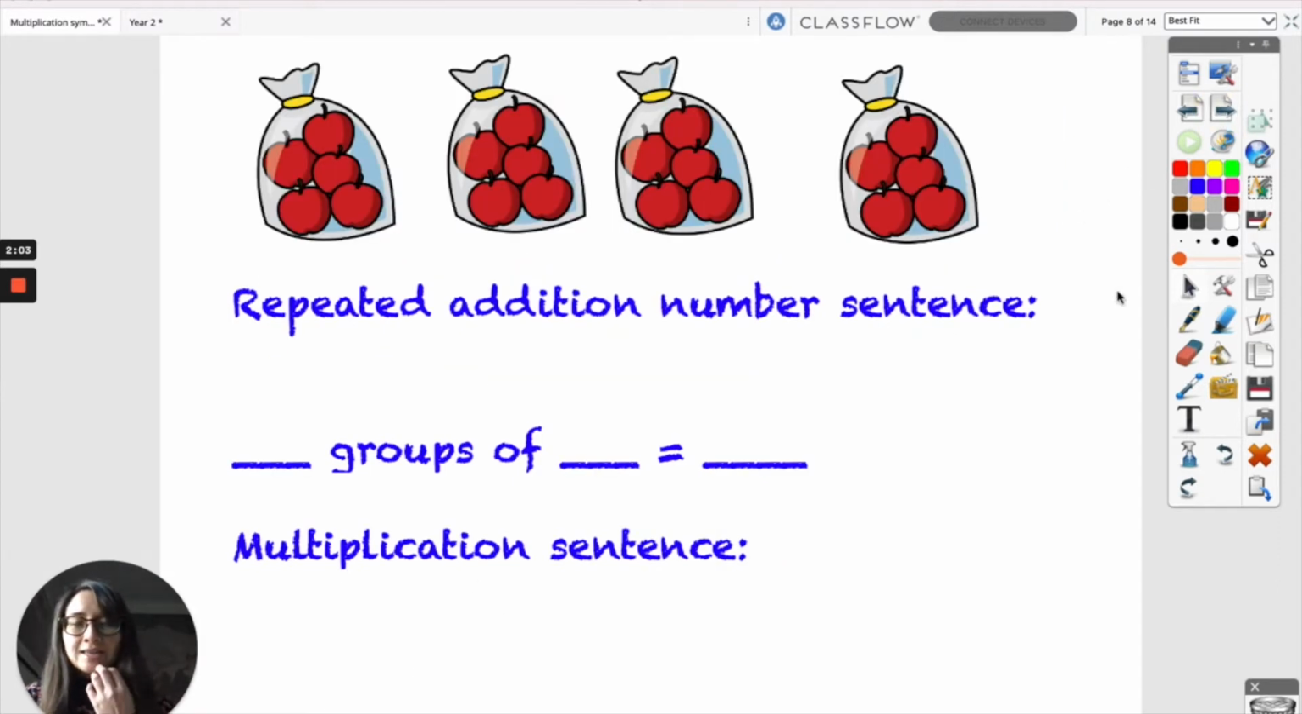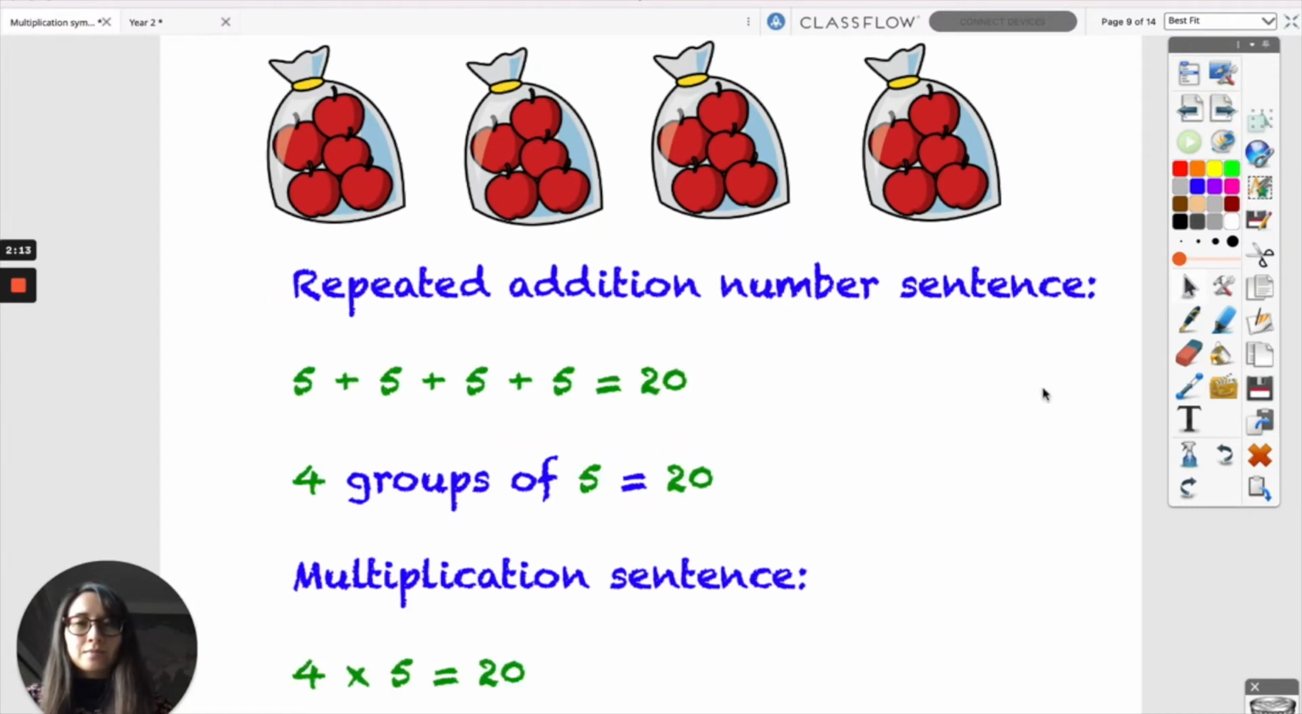Now it's your turn to do the same thing, but for this picture. So pause the video, and when you're finished, we'll go through the answers. The repeated addition number sentence is 5 plus 5 plus 5 plus 5 equals 20. 4 groups of 5 equals 20. And the multiplication sentence is 4 groups of 5 is 20, or you can say 4 times 5 equals 20.